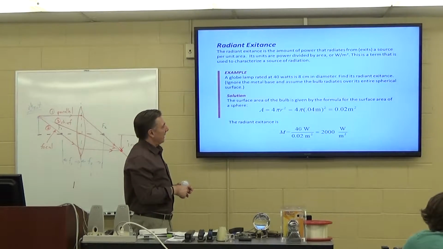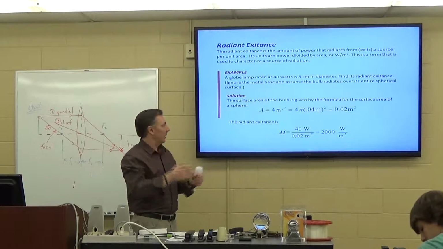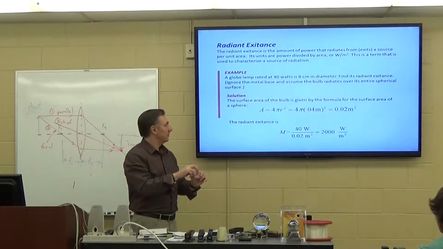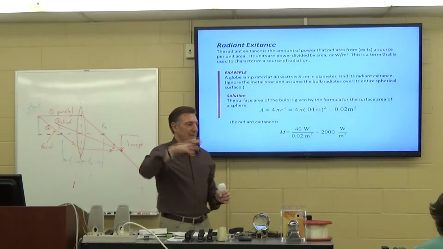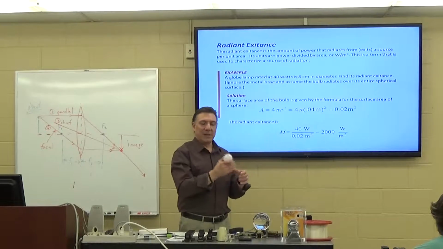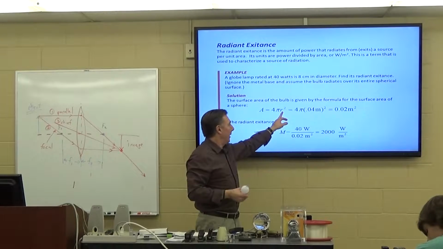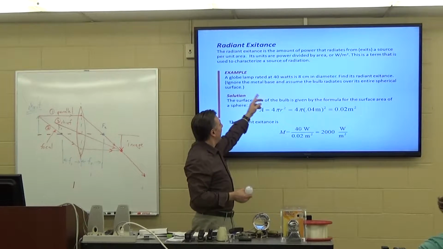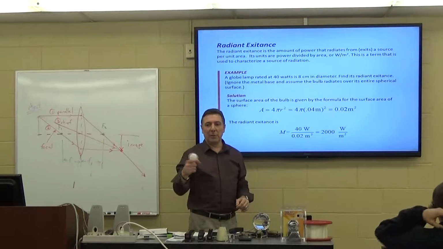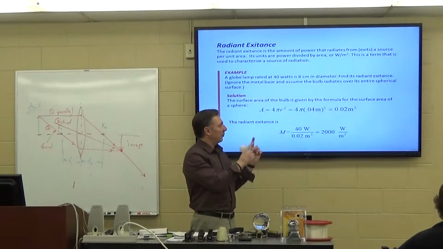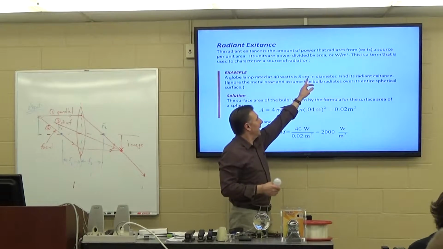Well, we know that exitance is power per surface area, not area. What's the area of a sphere? I don't expect you to remember the area of a sphere from high school geometry, but it is 4 pi r squared, where r is the radius of that sphere. So if we have an 8 centimeter sphere, 8 centimeters is 0.08 meters. If we want to express this in watts per meter squared, we want to make sure that we have the right units here.